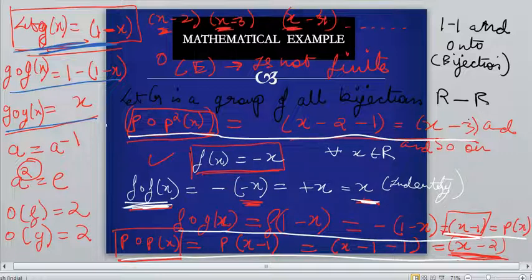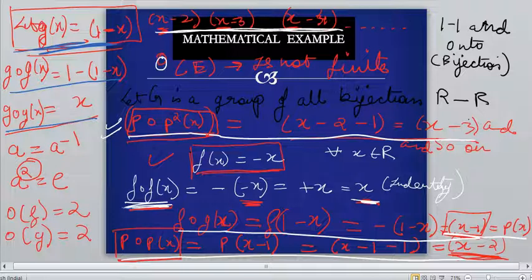So if I continue with this function, what am I getting? I am getting a polynomial whose power keeps continuing. If you keep multiplying x, you're going to go on right until infinity. So the order of the element is what? Not finite, it is going on right until infinity.